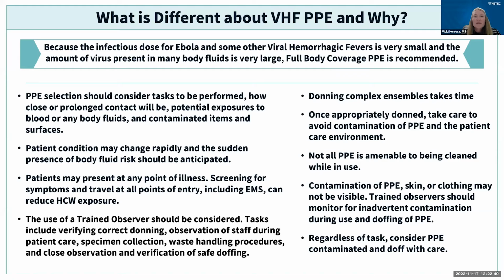So what is the difference between viral hemorrhagic PPE and why? Again, because the infectious dose for Ebola and other viral hemorrhagic fevers is very small, the amount of virus present in many bodily fluids is very large, and therefore full body coverage of PPE is recommended. The PPE selection should consider tasks that are to be performed. How close or prolonged contact will you have? What's the potential exposures to body fluids?